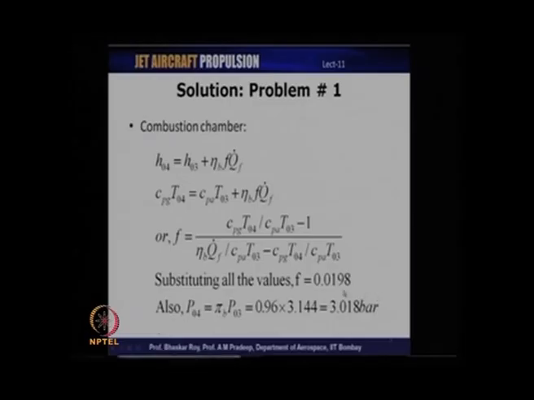Now, this is the fuel to air ratio. What else is required to be calculated? We need to now calculate the combustion chamber exit stagnation pressure. Exit stagnation temperature is known, that is the turbine inlet temperature. Exit stagnation pressure is equal to the pressure loss in the combustion chamber multiplied by the inlet stagnation pressure. It is given in the problem that there is 4% loss occurring in the combustion chamber. So pi b is basically equal to 0.96. So P04 will be pi b multiplied by P03, that is 0.96 into 3.144. So that is 3.018 bar.